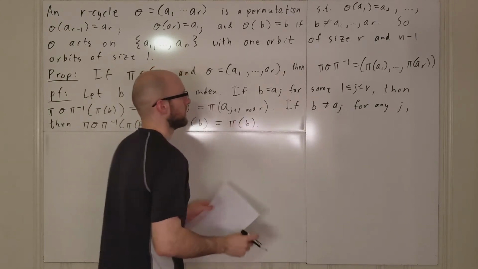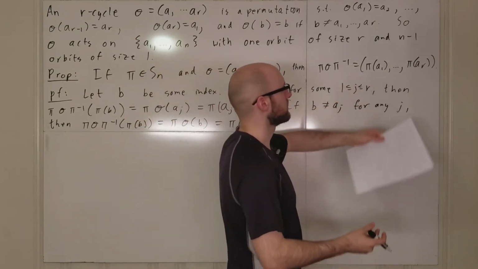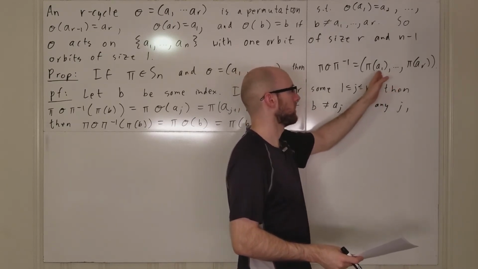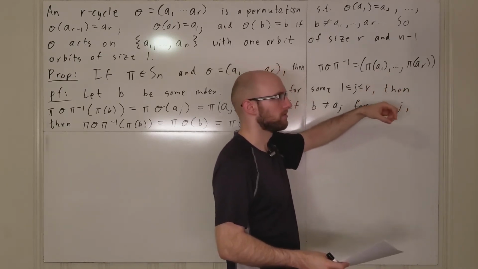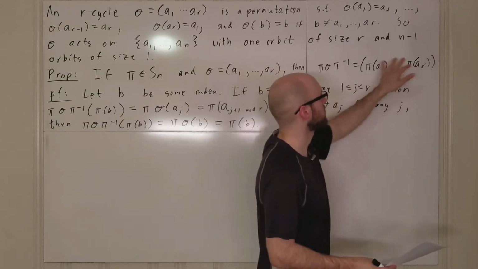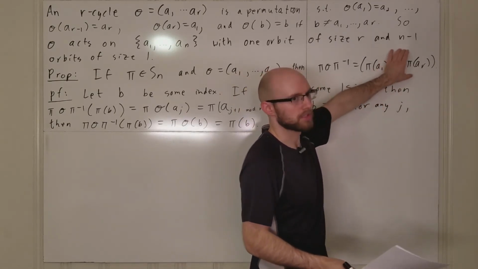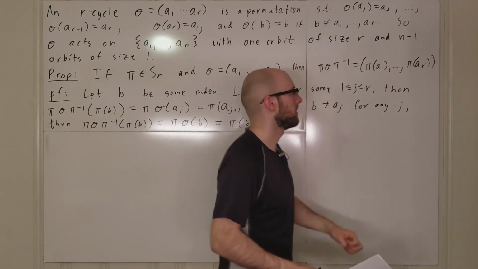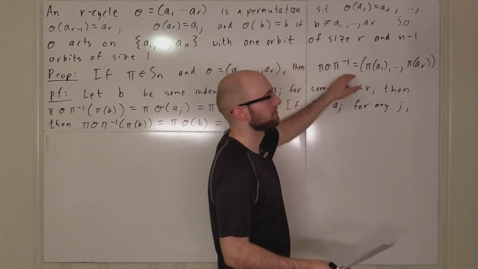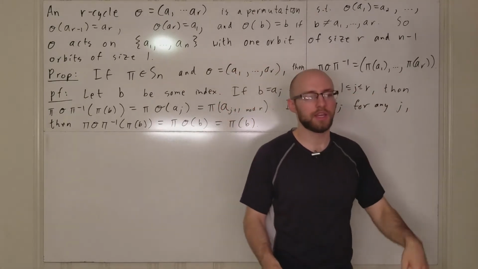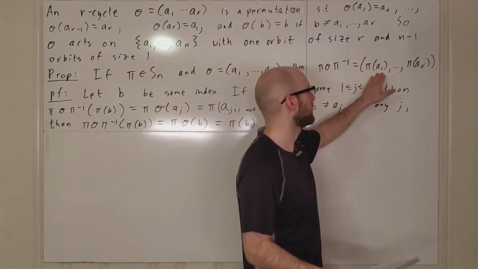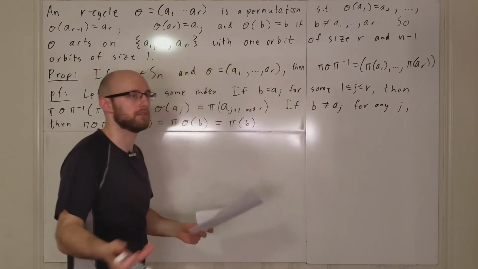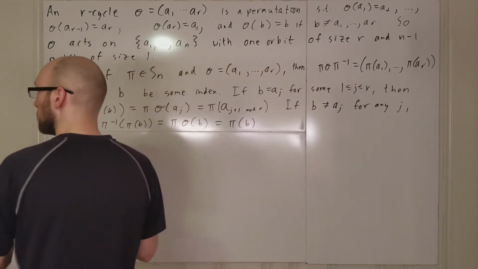And so that means that b is not going to appear as a1 through ar, so pi of b is not going to appear in the cycle. And since it doesn't appear in the cycle, it's going to be fixed by this permutation. And this confirms that these two permutations agree on what they do to indices that are outside of a1 through ar, and so they agree on all indices, and so they're the same permutation. And so that proves that.